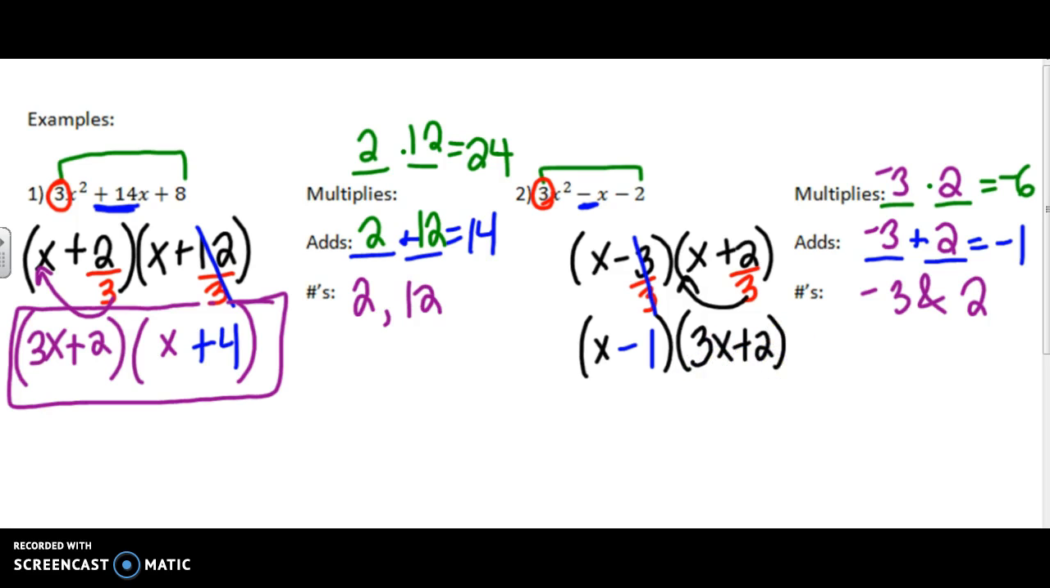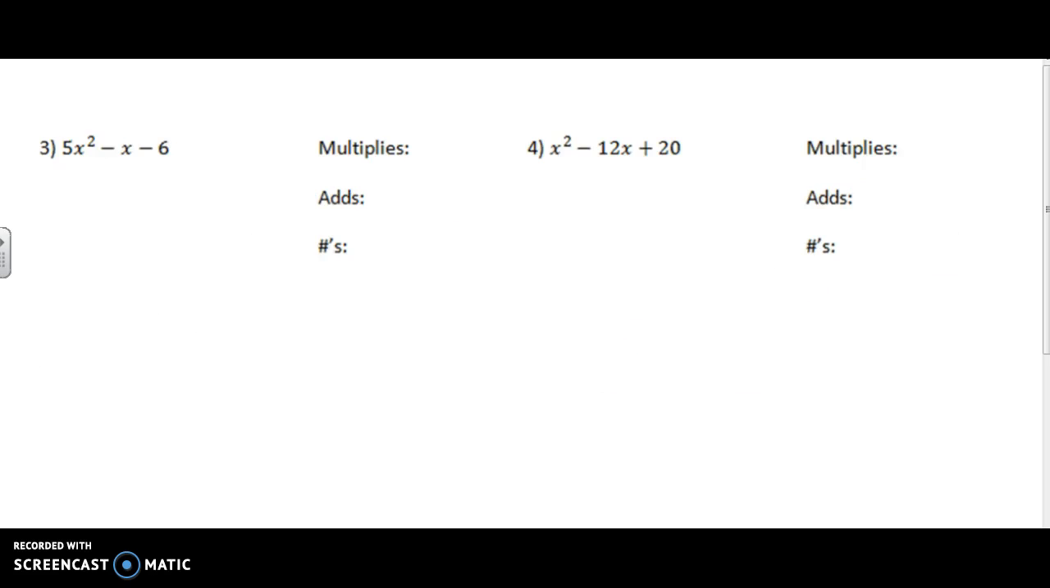And if you wanted to ever check, you could totally check by foiling these back together, the ones that I'm boxing in, and it should get you back to what you started with, that 3x squared minus x minus 2. So why don't you try this one together or on your own, hit pause, and then come back and check my work. So hit pause now and check it.